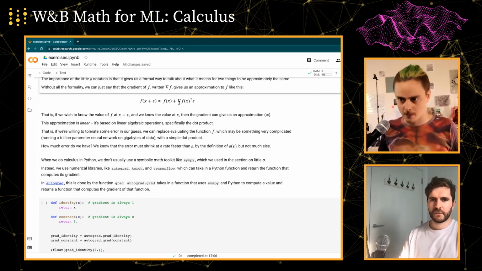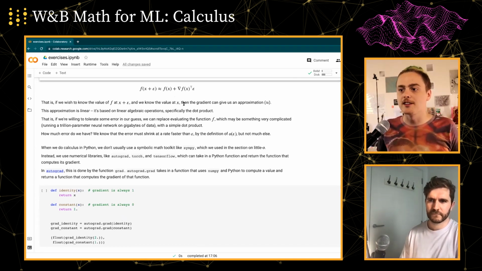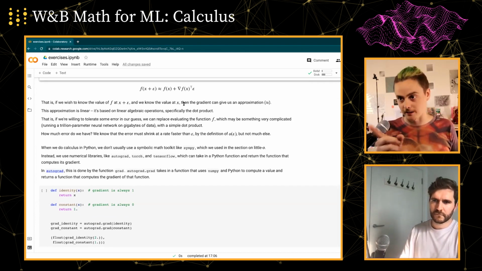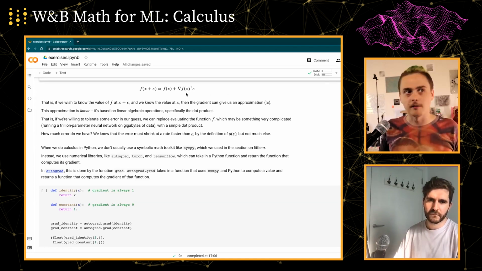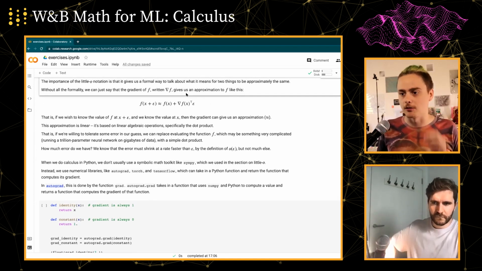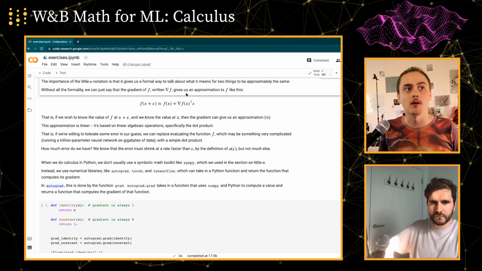Okay, yeah, that makes sense. And the approximation is linear. It's based on linear algebra operations. Specifically, that's a dot product there. We talked about the dot product in the linear algebra section. So that makes it easier to use, and easier to reason about and do math about than a generic function. Linear functions are nice. They're simpler. And then how big is our error?